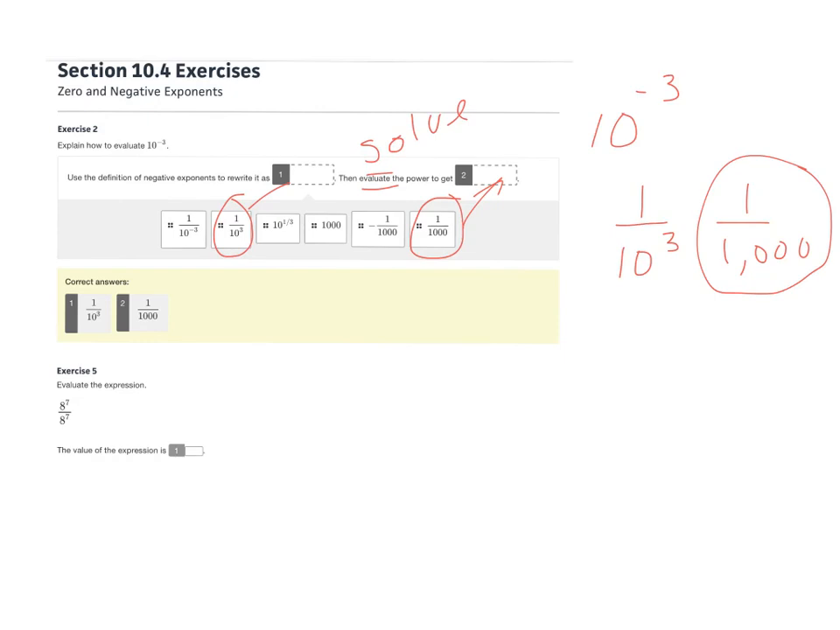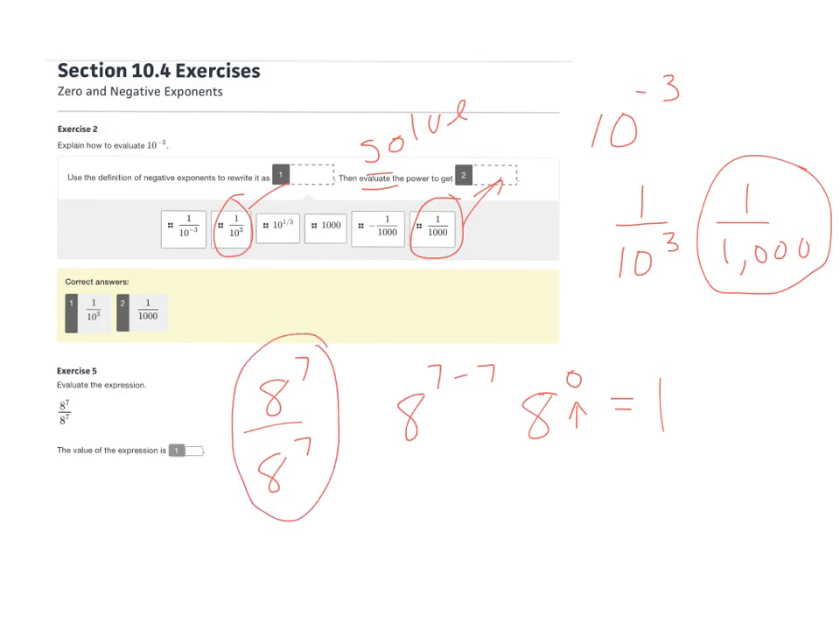Evaluate the expression for number 5. You have 8 to the 7th over 8 to the 7th. And then we talked about when this is division, you could subtract them. You could say this is 8 to the 7 minus 7, which would give you 8 to the 0. And any number to the 0 exponent is 1. The other way you could do it is right off the bat, you could identify that this is a copycat fraction, which means it's 1. All right, let's keep going.